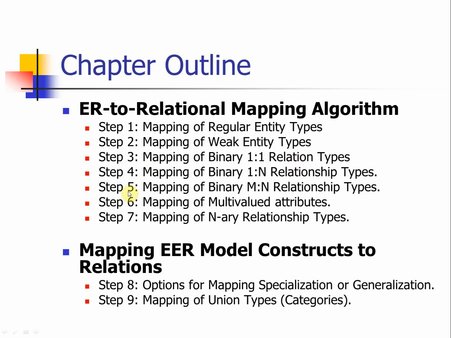Since in cardinality ratio there are only 3 different types, indicating 1-to-1, 1-to-n, and m-to-n relationships, those 3 different types correspond to steps 3, 4, and 5. So let's take a look at step number 3, working on the 1-to-1 relation.